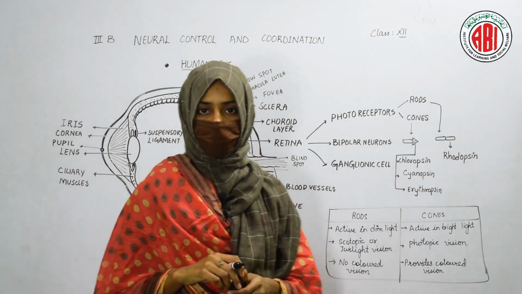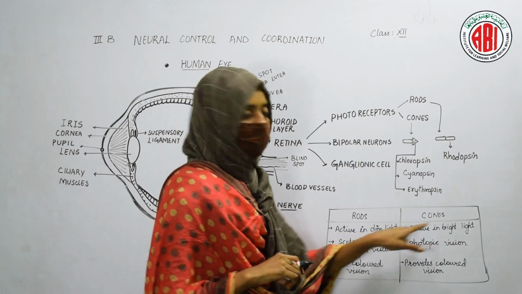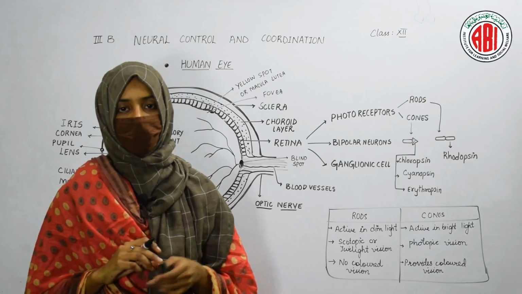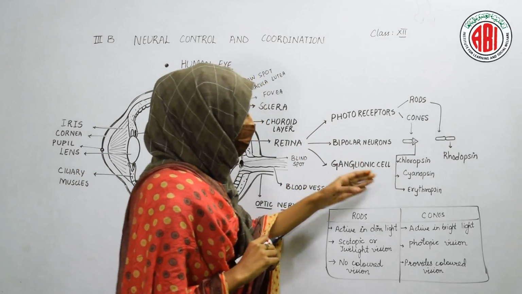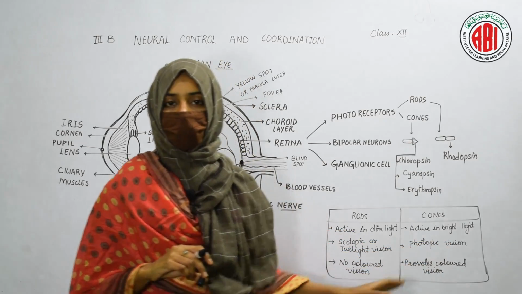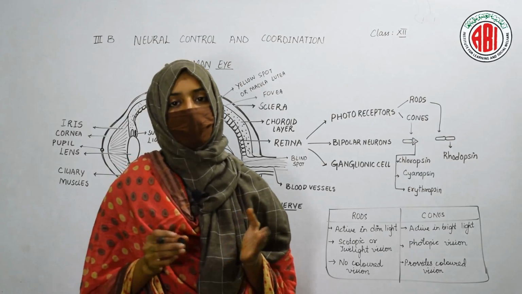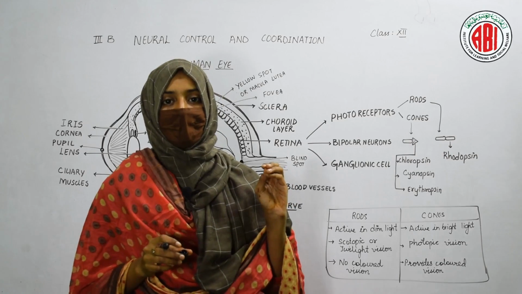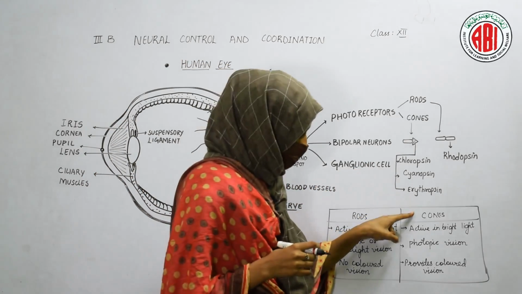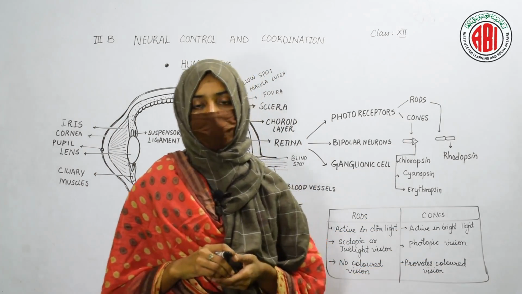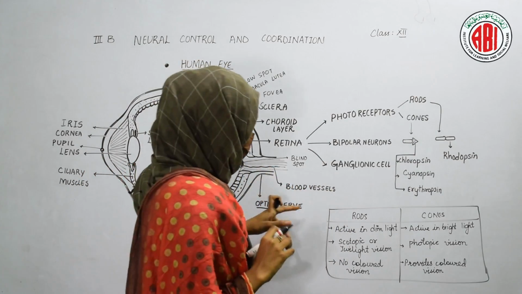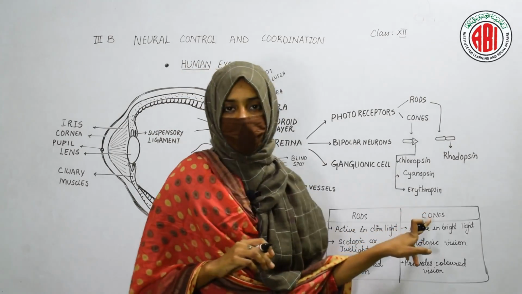The next one is cones. Cones are the cells that get activated in bright light. During the daytime, these cones become active, and due to the presence of different pigments in their cells, they are able to provide photopic vision. Photopic vision means we can visualize the different things present in our surroundings. Their color we can visualize due to the cells called cones. So it provides colored vision to the individual. These are some of the differences that you should understand about the different photoreceptors called rods and cones.